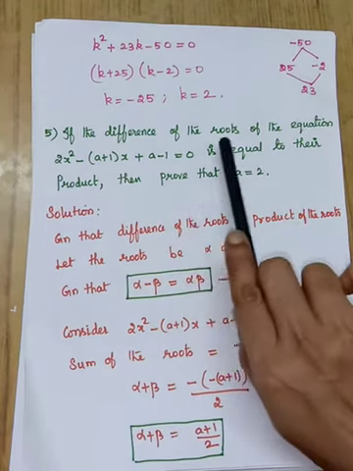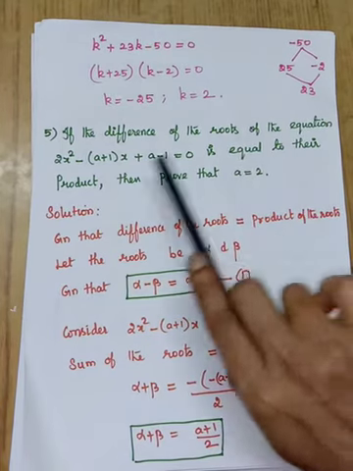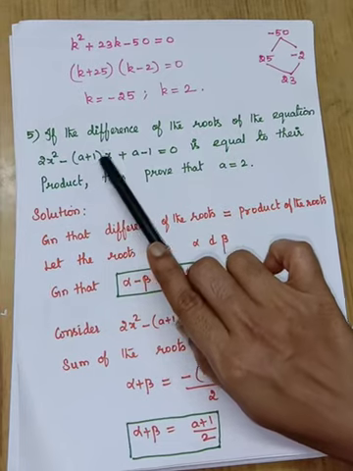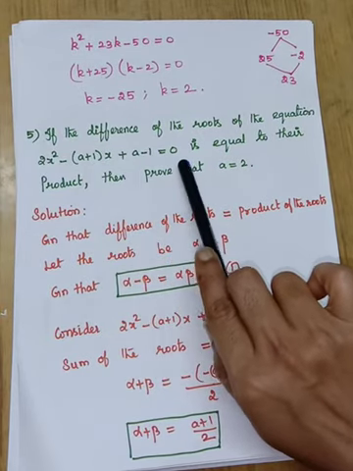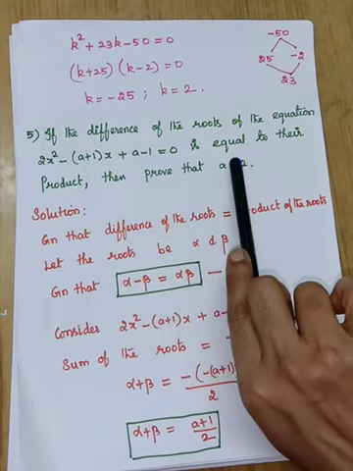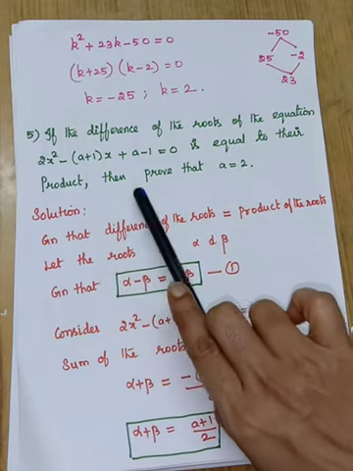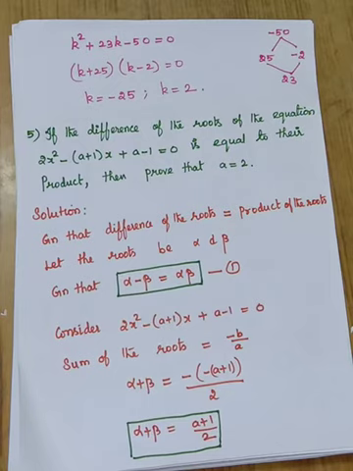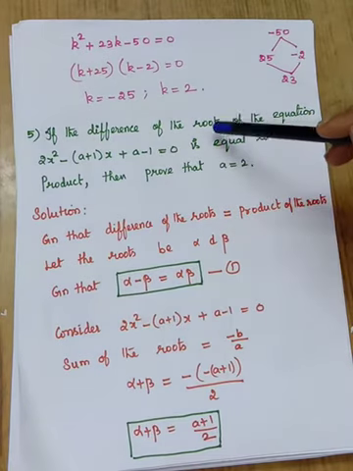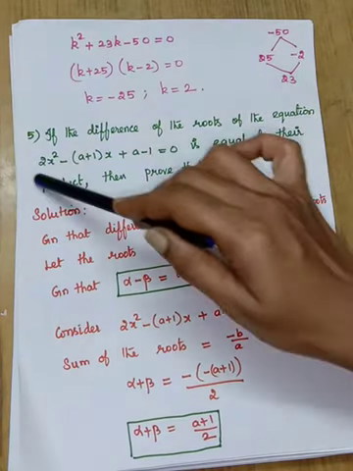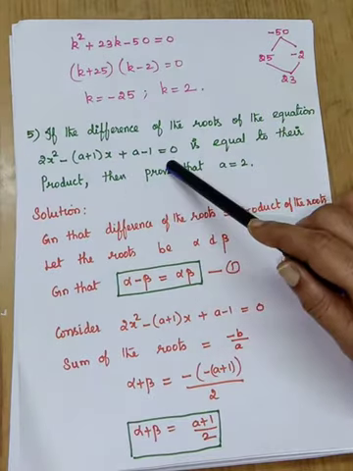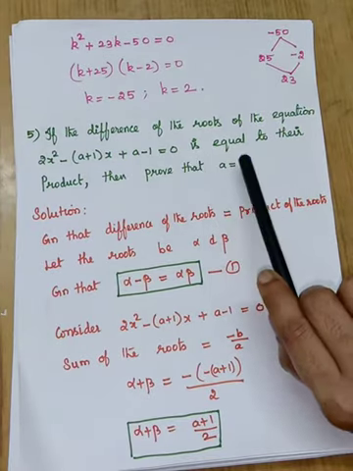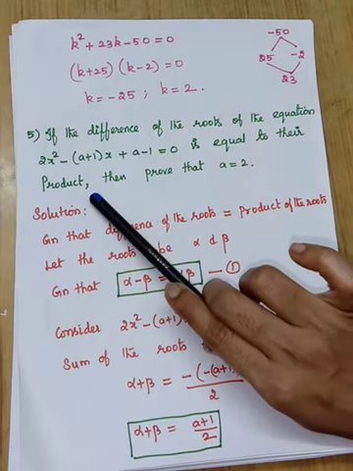If the difference of the roots of the equation 2x squared minus (a plus 1) into x plus a minus 1 is equal to 0 is equal to their product, then prove that a is equal to 2. So here what is given? The difference of the roots of this equation. So it is a quadratic equation. So the difference of roots of this equation is equal to their product.